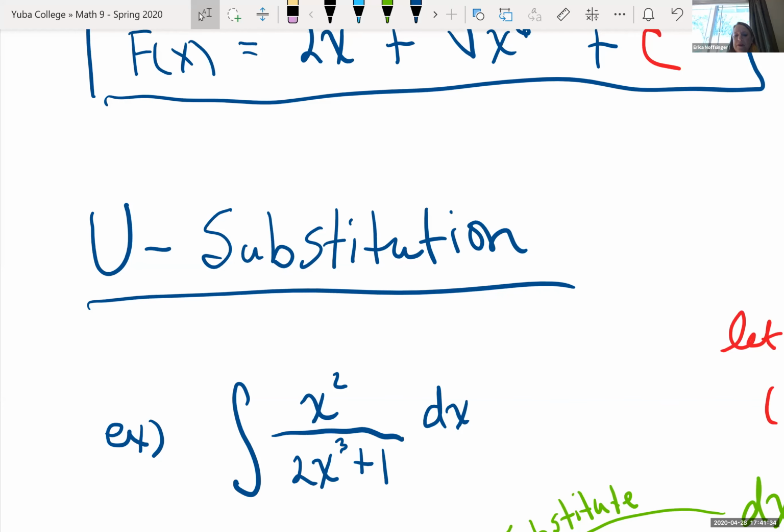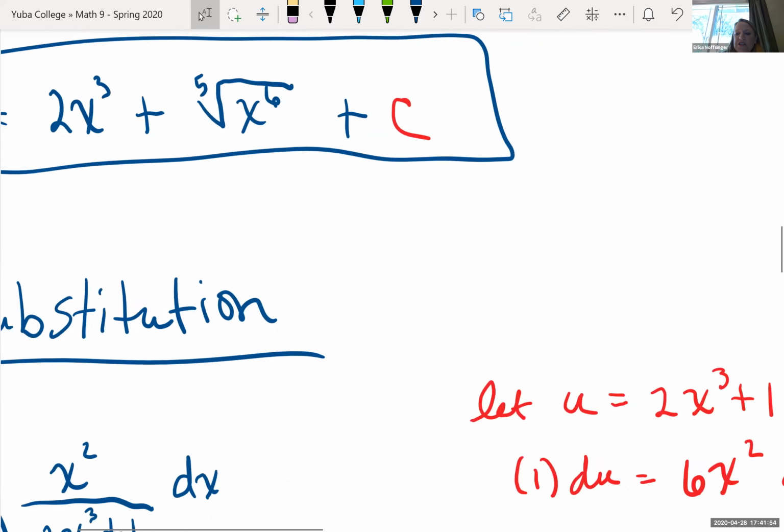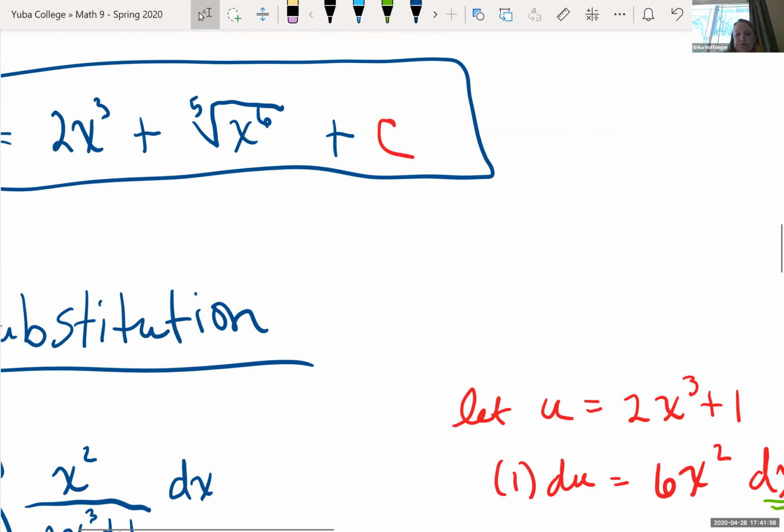Notice that our denominator there, that 2x cubed plus 1, if you take the derivative of that piece, that gives you back an x squared. So right there, that should let you decide that you're going to choose u to be the whole denominator. So that's just one term. So I chose u to be 2x cubed plus 1.